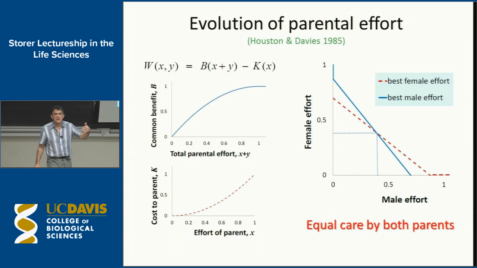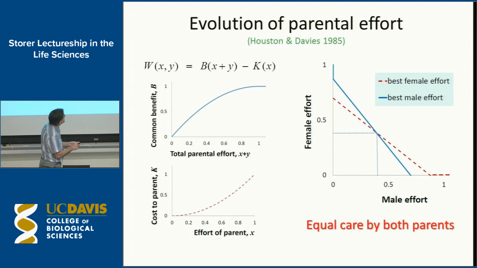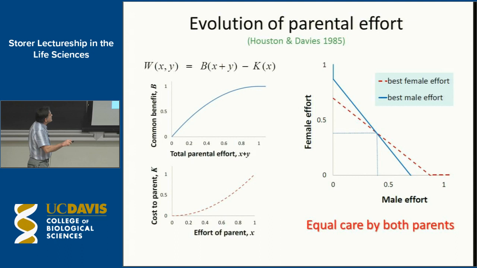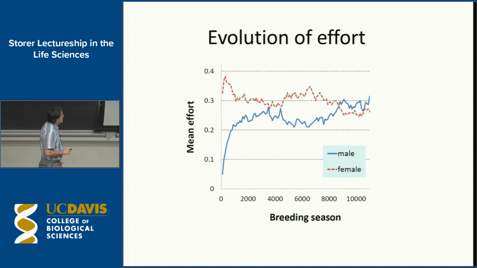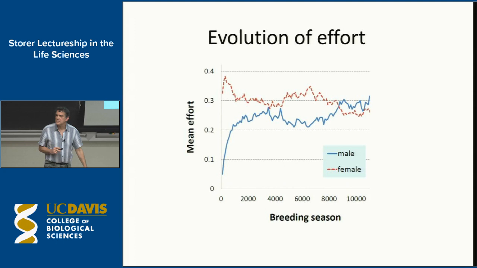You can see that intuitively because, for example, if male effort was here, then the best thing for females to do would be to come up here, which means the best thing for males to do would be here, and you go up and up and up, and you get to there. Well, that's not an evolutionary model, but you can see that it will be stable. The important thing here is that the slopes of these lines cross in this way because these costs are accelerating, which seems quite reasonable in most situations. And this is where I've done an evolutionary simulation, evolving the amount of care by two parents, and they evolved to be roughly equal.